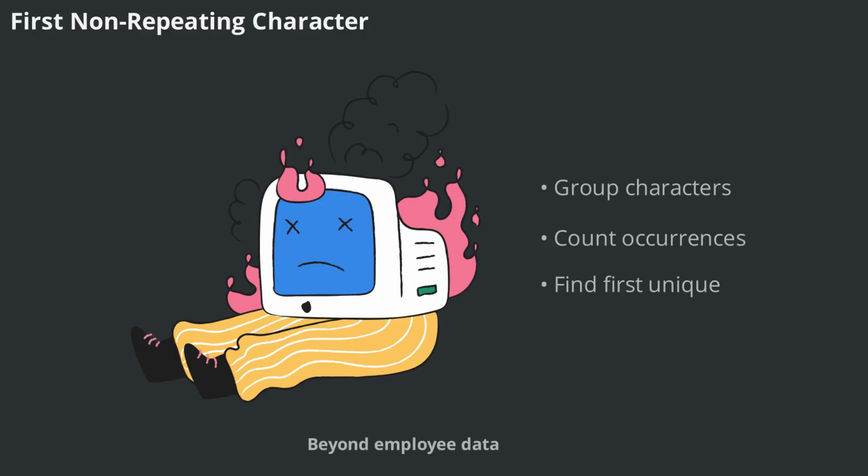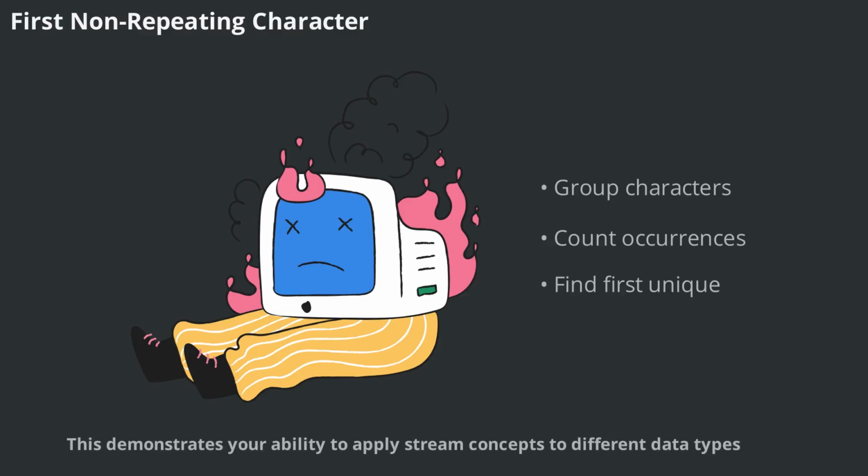Beyond employee data, you might be asked to find the first non-repeating character in a string. By grouping characters and counting their occurrences, you can filter for those with a count of 1 and pick the first. This demonstrates your ability to apply stream concepts to different data types.